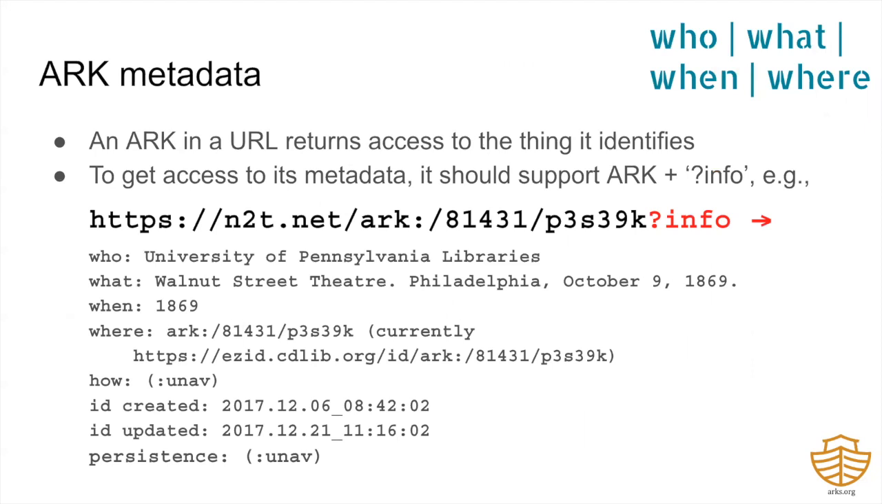Here's an example showing an ARC metadata request, which is created by appending a query string consisting of a question mark and info appended to it. The last line says that persistence information is unavailable for this particular record.